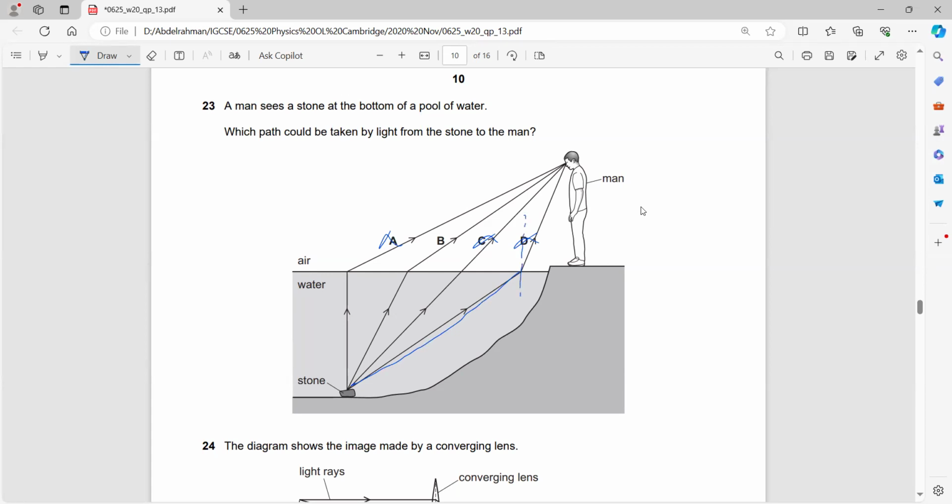This is the normal. This is the angle of incidence. How can the angle of refraction be less than the angle of incidence? This is definitely wrong in D. So the answer would be B. Yes, the answer is B.